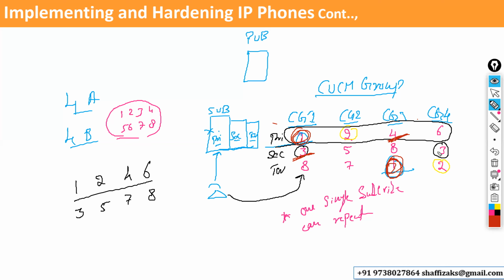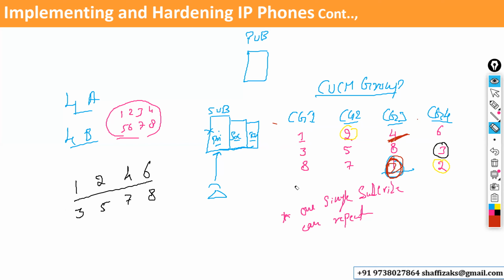Okay, I'll come back to his question now. My phone is registered under the primary server. If the primary goes down, it has to be registered with the secondary. If the secondary also goes down, then it has to be registered with the tertiary. Now, how does the phone come to know that the primary server is down? Based on keep alive.